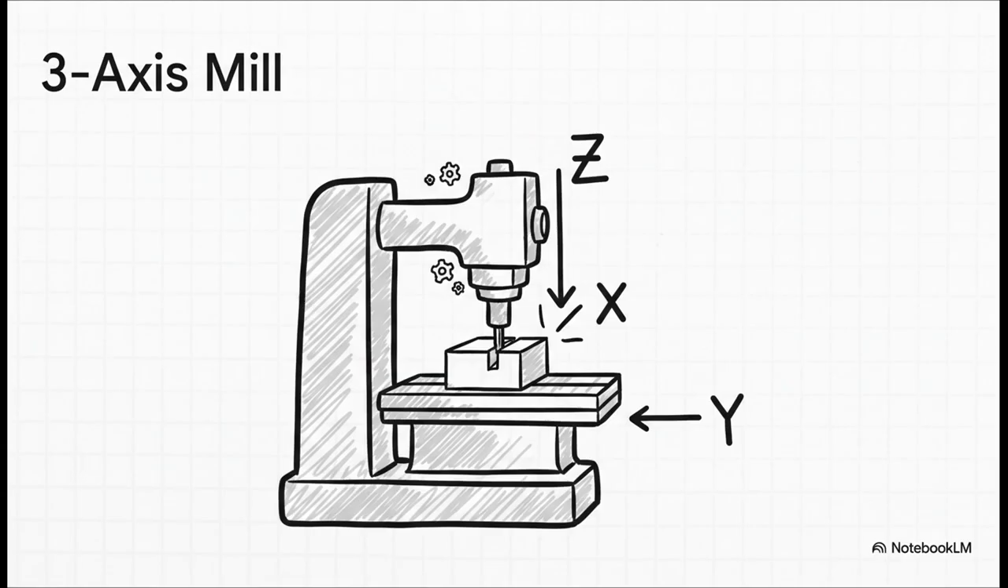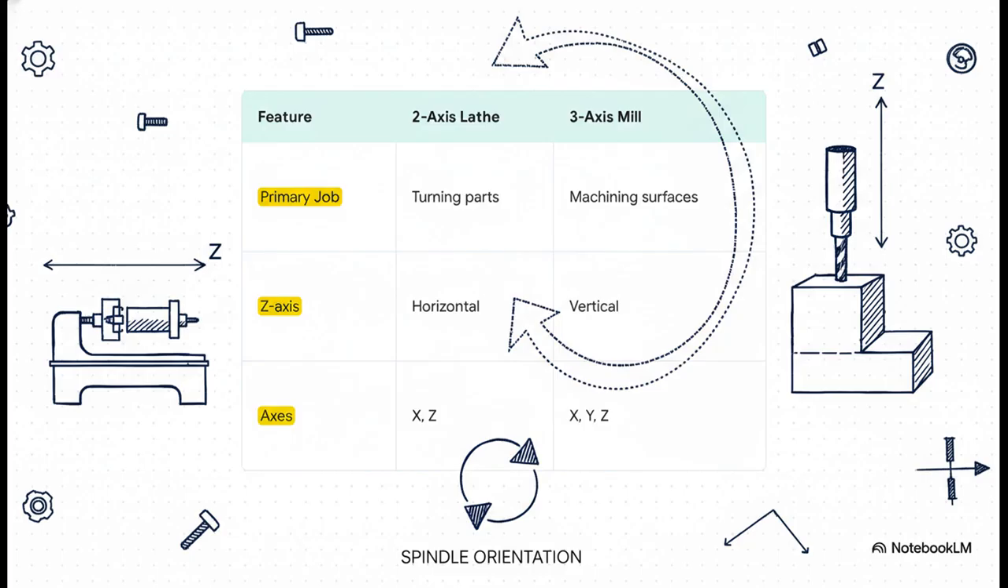Now let's talk about the classic three-axis mill. On these machines, the spindle holding the tool is almost always vertical. So using our rule, the Z-axis is the up and down motion, and that just leaves X as the table's left and right movement, and Y as the front to back movement. And this right here perfectly shows the single most common point of confusion for beginners. Just look at the Z-axis.